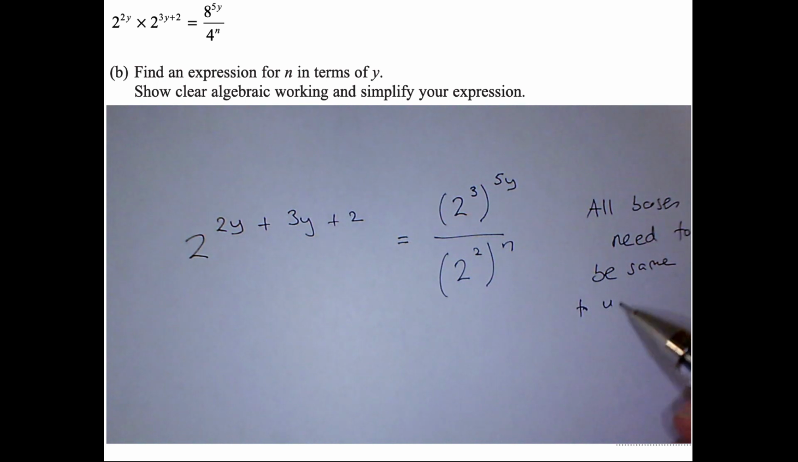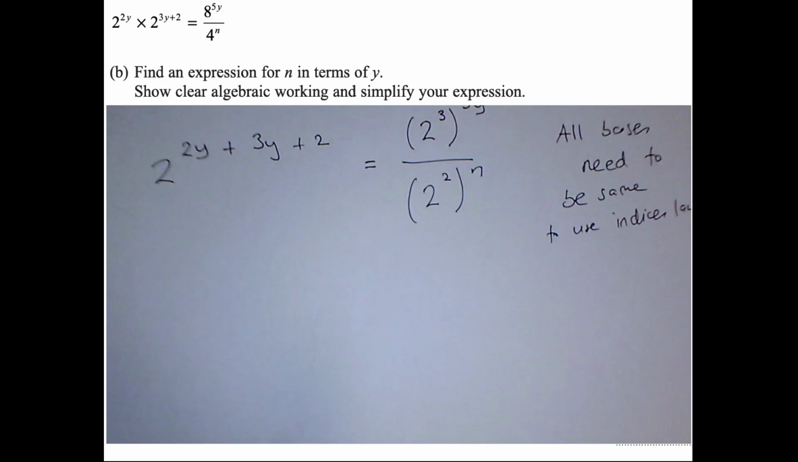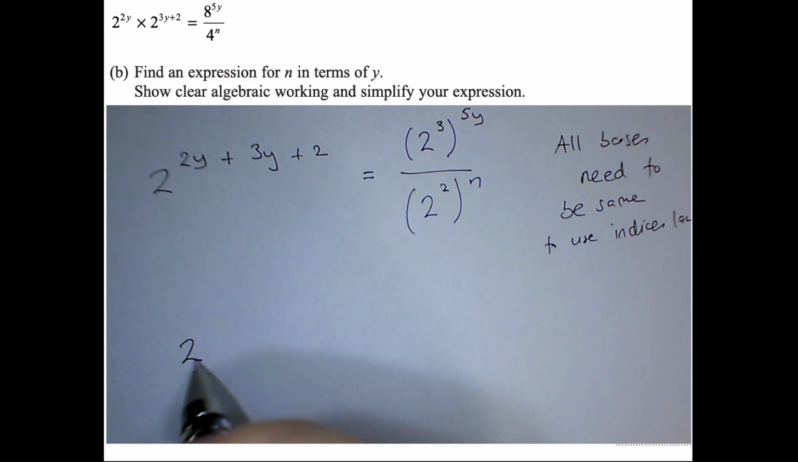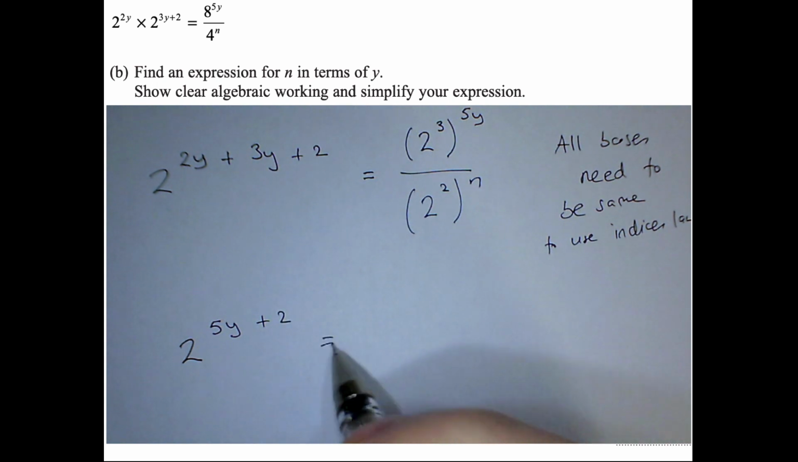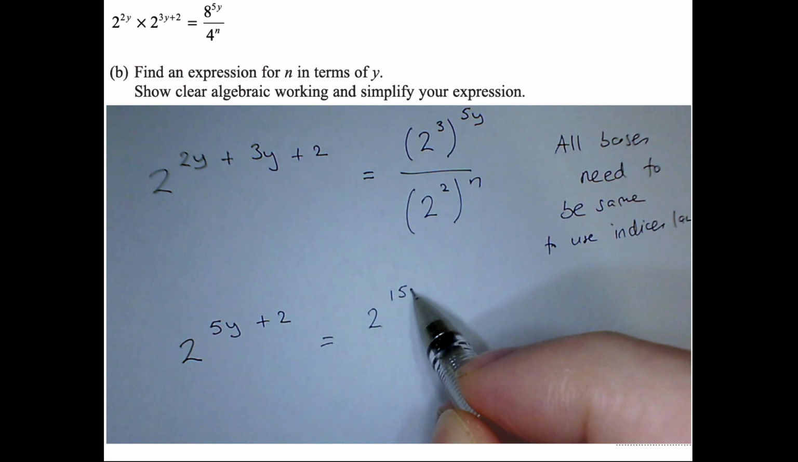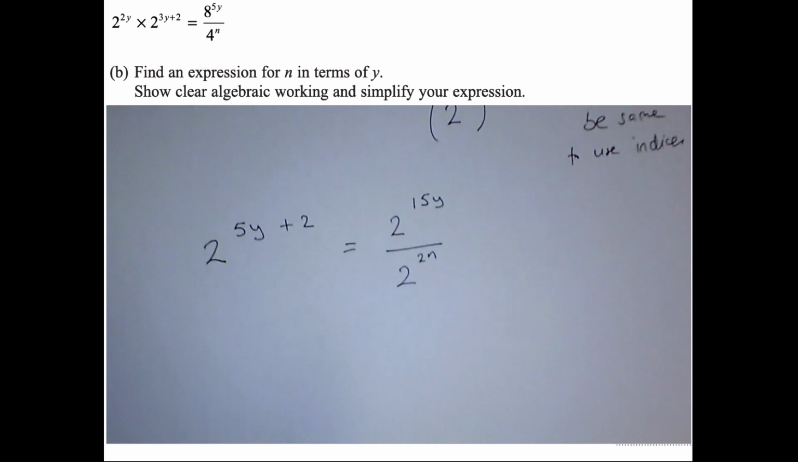Okay, so it looks like we can certainly tidy up the left-hand side. So I'll just put a reminder there for you. All the base numbers have to be the same, otherwise you're not going to get very far with these questions. Okay, so 2y plus 2 is obviously 5y. So 2 to the power of 5y plus 2 is equal to, now using the third law of indices, I can multiply that, can't I? 3 times by 5 is 15y, and 2 times by n is 2n. So it's already looking quite a lot healthier.